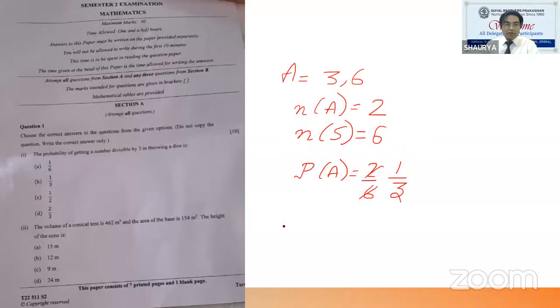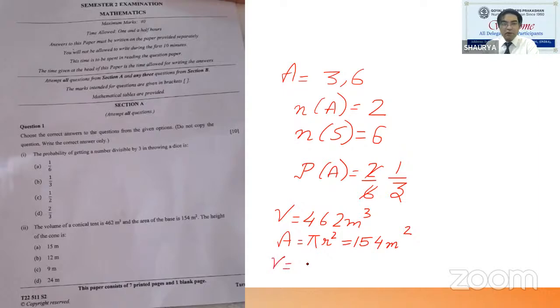Let's come to question 2. It says the volume of a conical tent is 462 meter cube with the area of the base, which means pi r square as a whole is given to us as 154 meter square. We are required to calculate the height. Now we already have a simple formula for the volume of a cone, that is 1 by 3 pi r square h, 1 by 3rd the volume of the cylinder. So we can simply put h on one side, which will give me 3V upon the entire pi r square, which is given as A in the question.